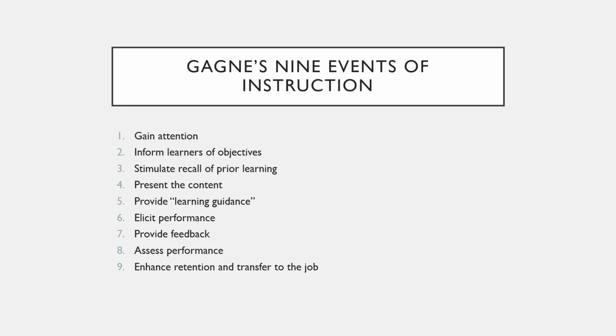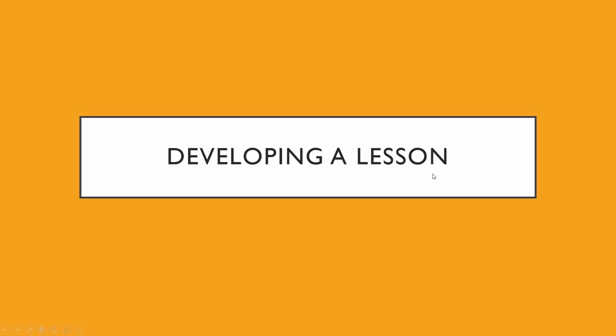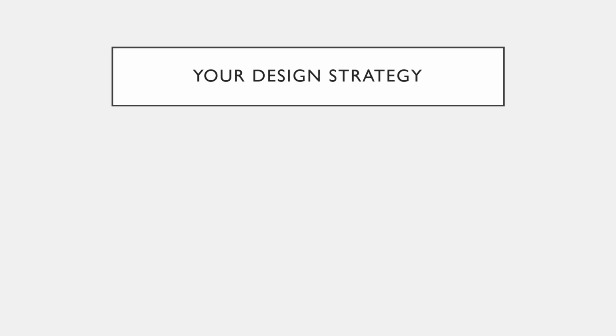Okay. So as a recap, again, these are the 9 events of instruction. I just gave you an example of how I put each of those into play in a 2-week lesson in my online class. So let's transition here to what you are working on. Let's talk about developing a lesson.